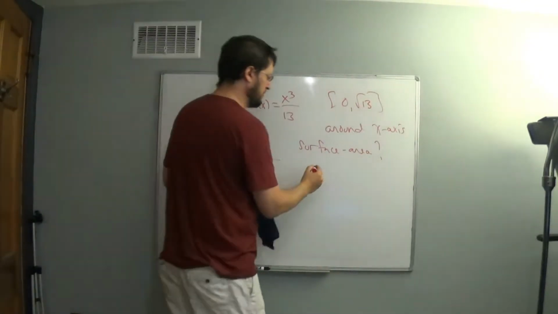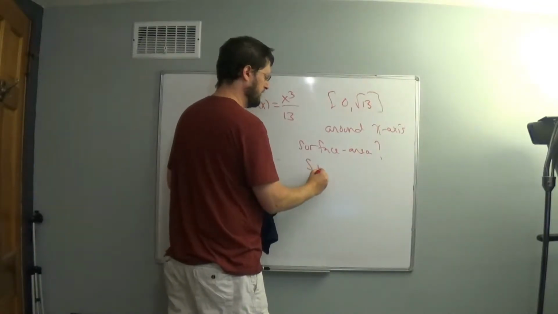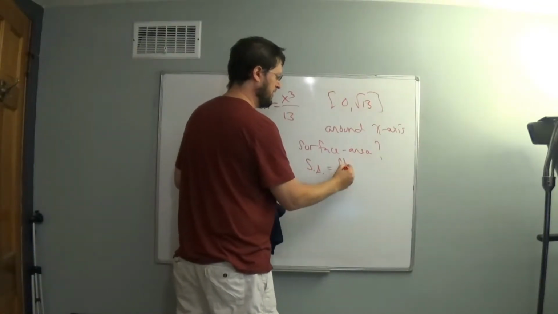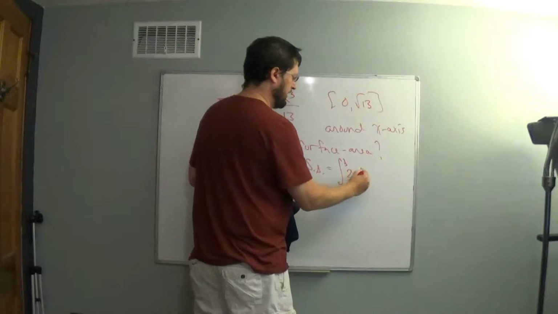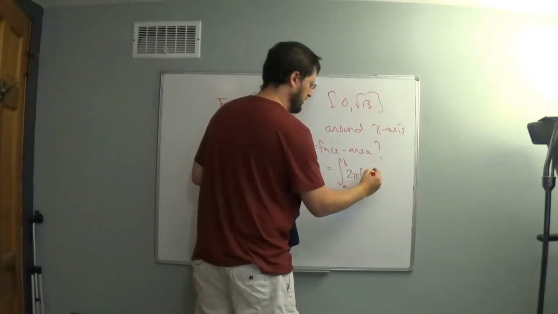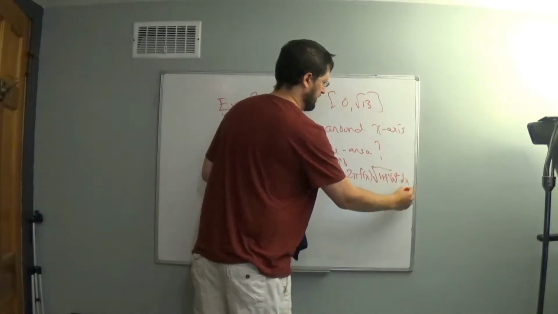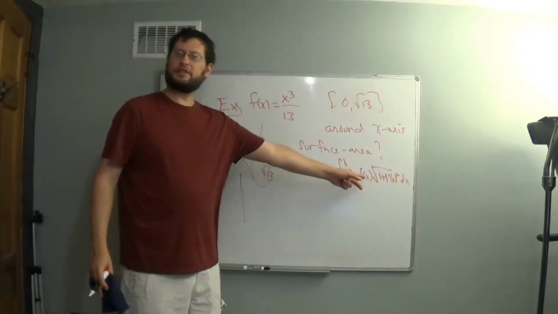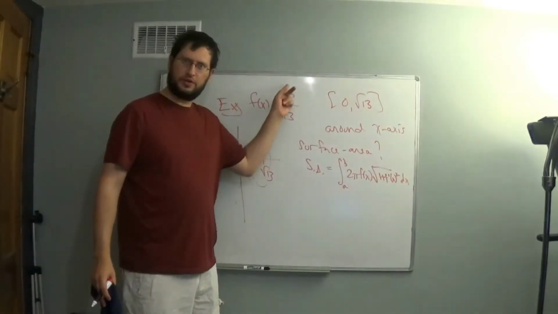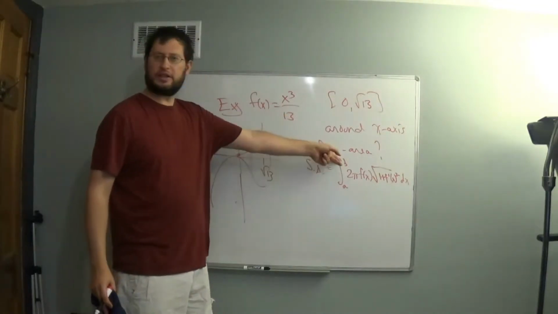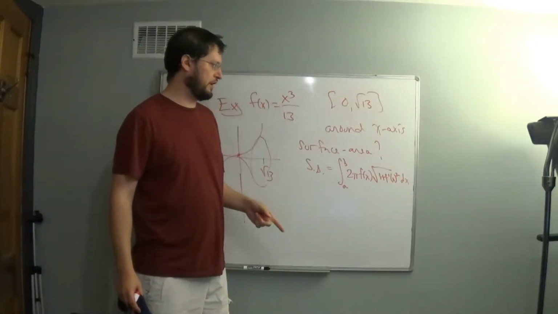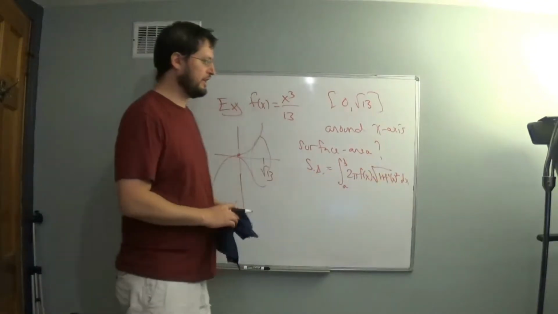So let's look at our formula. The formula is the integral from a to b of 2 pi f(x) square root of 1 plus f prime of x squared dx. So f(x) is given, x cubed over 13. The a and the b are given, 0 and square root of 13. We do need to fill out the inside of those pieces.